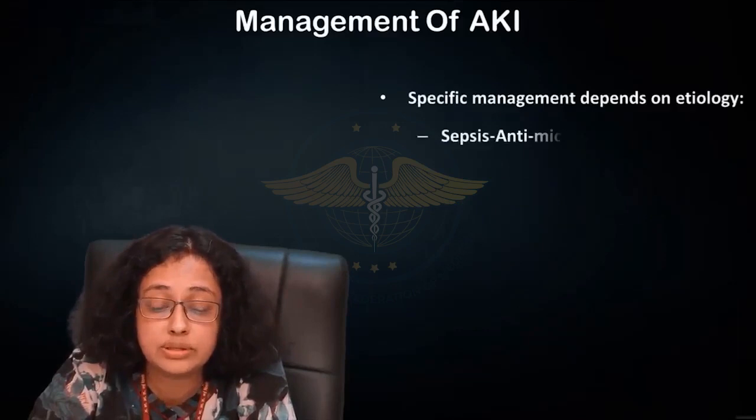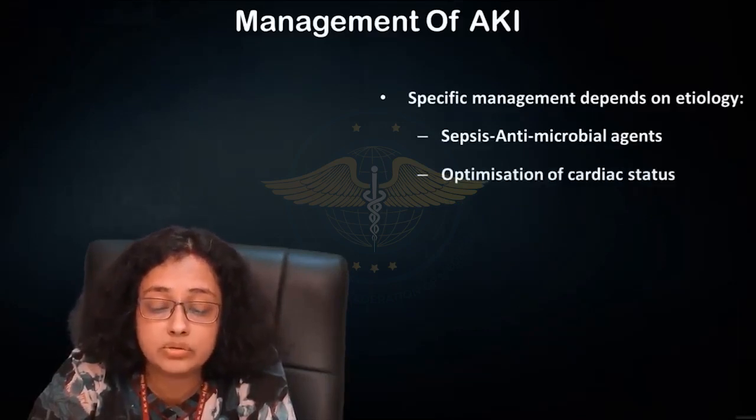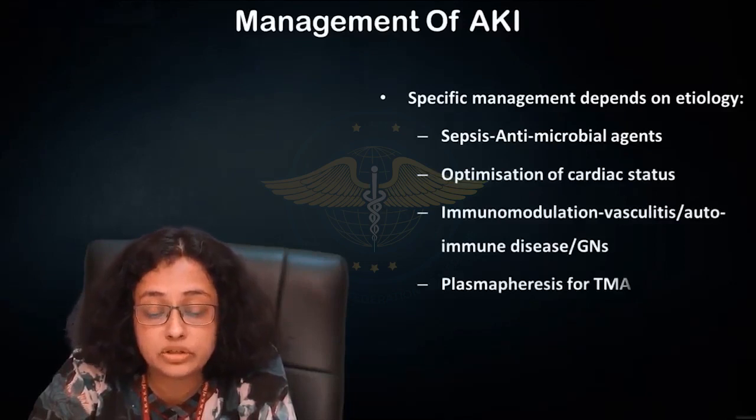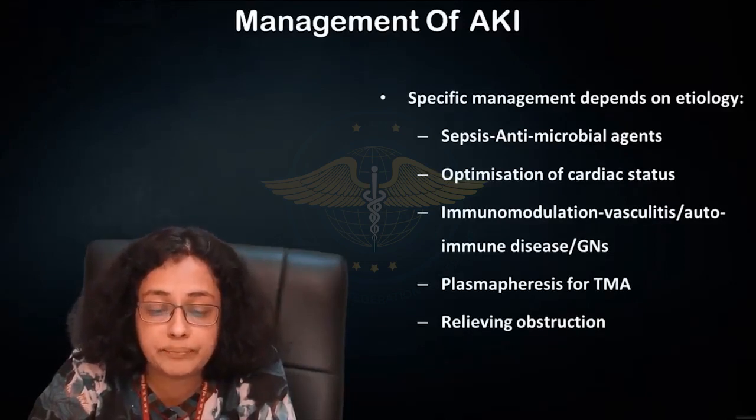Like sepsis, you treat the sepsis with antibiotics, optimize the cardiac status in cardiorenal syndrome, give immunosuppression for vasculitis or autoimmune diseases or glomerular diseases, plasmapheresis for HUS, and relieve obstruction for postrenal AKI.